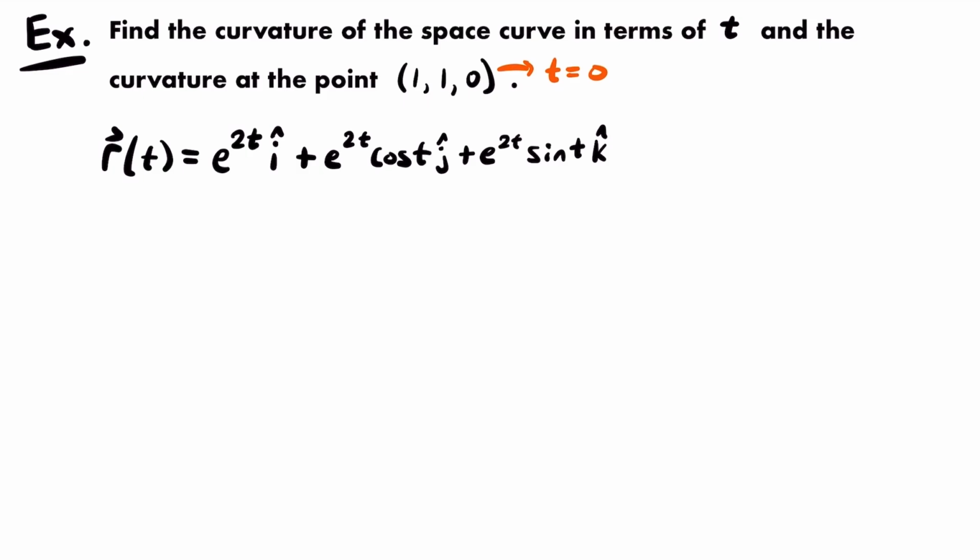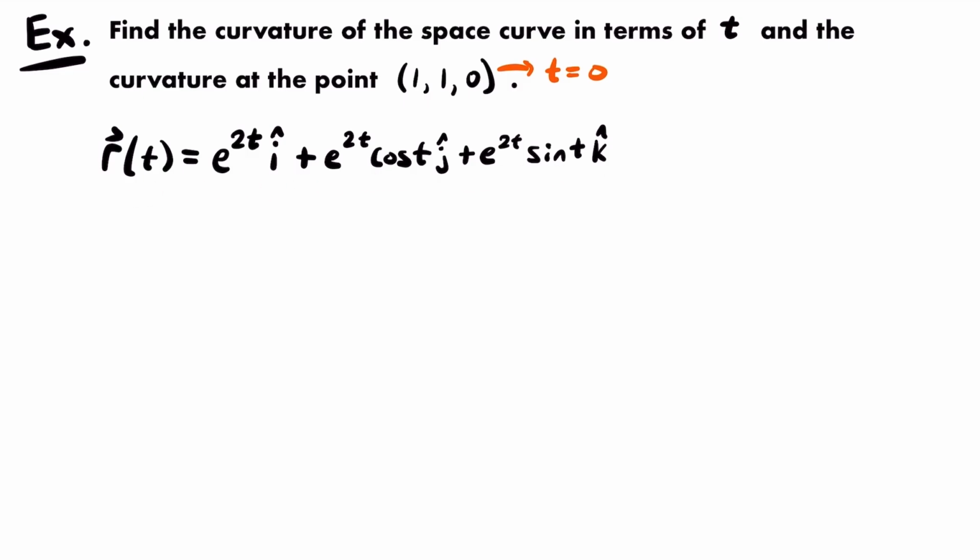So once we get our expression for the curvature in terms of t, all we have to do is plug in 0, and that will give us the specific curvature at that point, or at that value of t on the space curve. Okay, but now let's actually work on finding the general expression for the curvature.